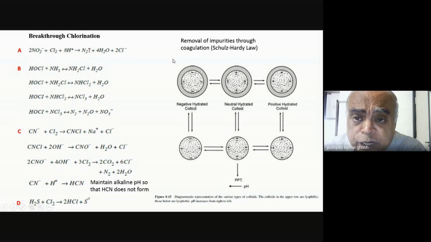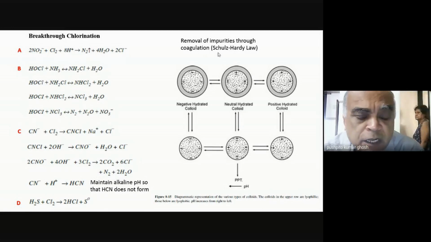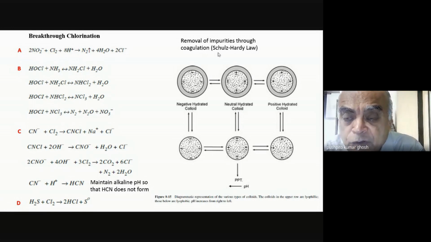Now, what you need to remember is the Schulz-Hardy law. Have you heard of the Schulz-Hardy law? Yes, sir. So you know that really the coagulation efficiency will depend on the cube of the charge.